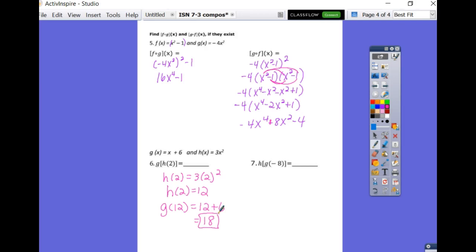So which one do I start on with number 7? G. So I'm going to have g of negative 8 is going to be negative 8 plus 6. So g of negative 8 is 2. And what do I do with the 2 now? Put it in h. Negative 2 squared is 4. 4 times 3 is 12.